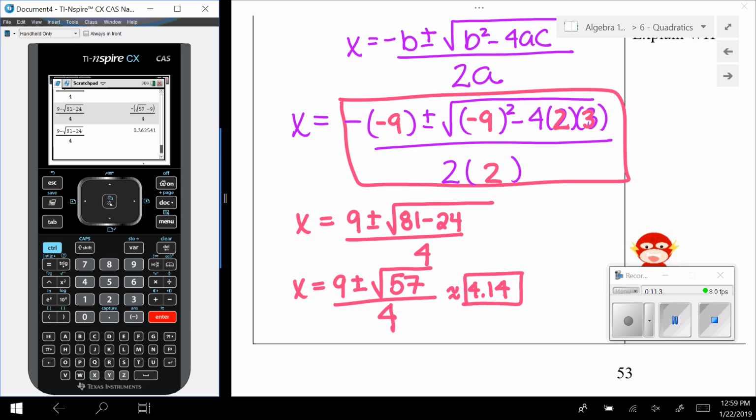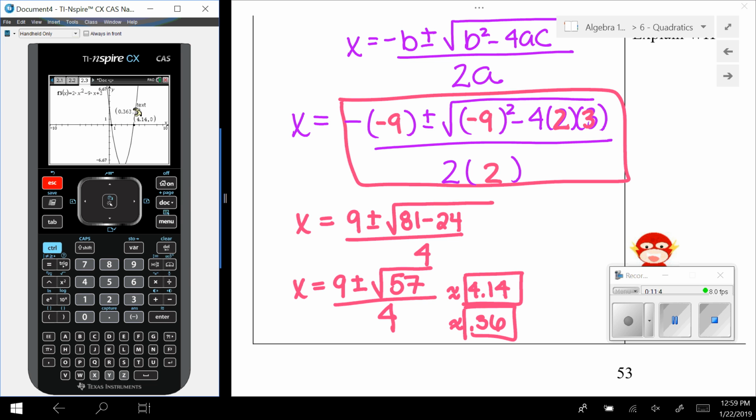Oops, sorry, my calculator's being weird. My last answer of 0.36. And so those are my 2 answers, and if you look at our graph, we have them, right? 0.36 and 1.14. All right, so that's it.